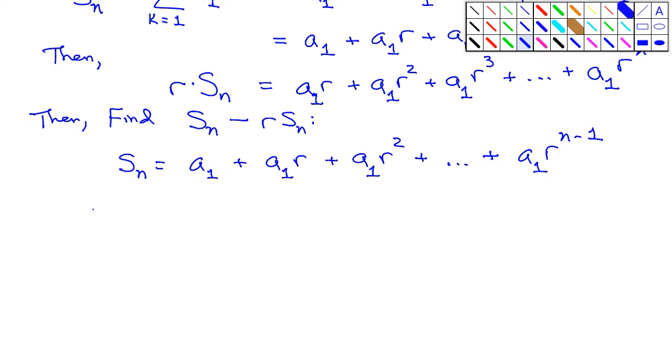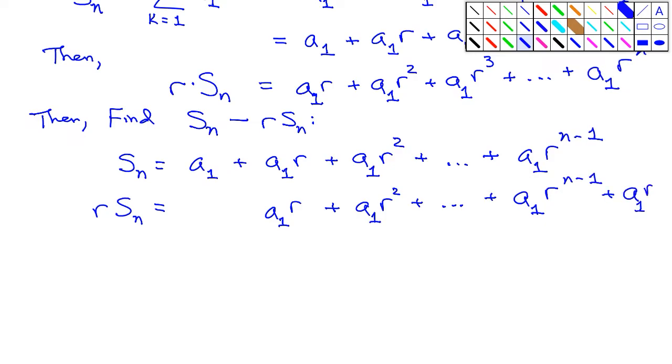And then we'll have the next sum here, the r times s sub n. And those terms start with a sub 1 times r. So I'm going to line it up under the a sub 1 times r term from the previous line. And all these sort of line up. Here we have a sub 1 times r to the n minus 1, but then there's another term after that. It's a sub 1 times r to the n.